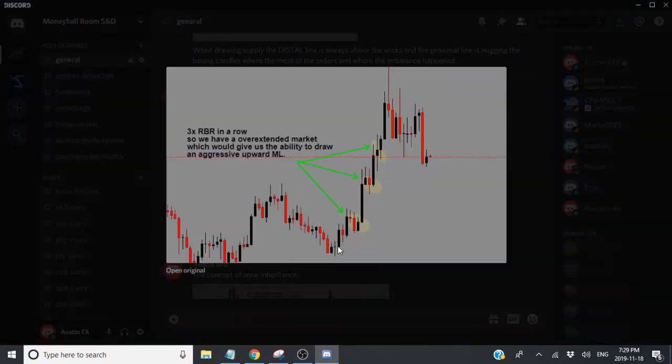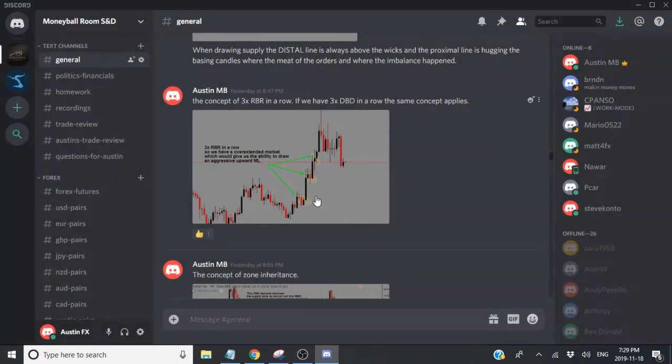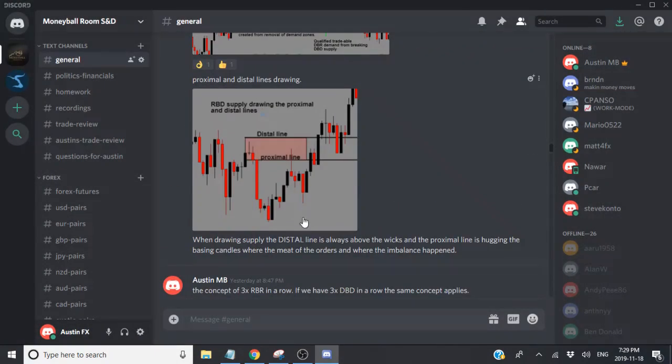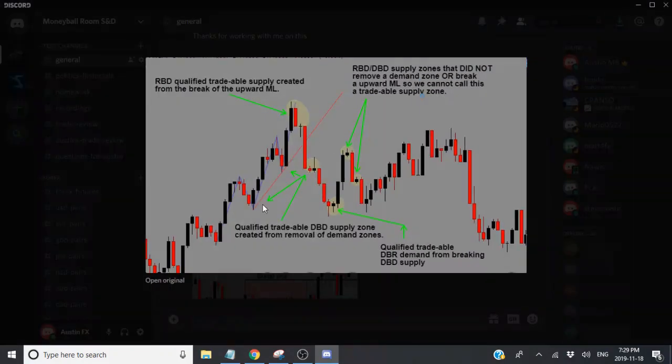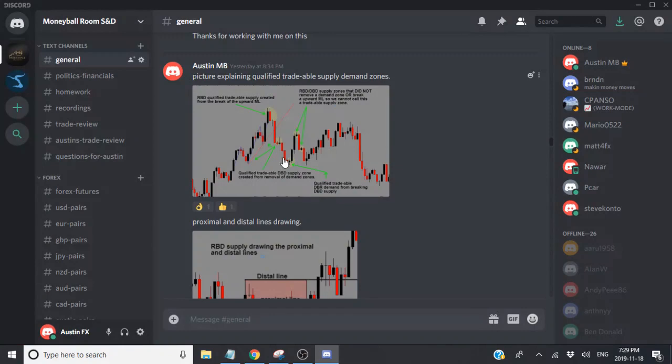Oh yeah, talking about rally-based rallies. That was good. Trend lines, how to draw support, or not support and resistance, but how to draw distal and proximal lines. And oh yeah, what makes a tradable zone and a non-tradable zone? That's a tough one, but it's an easy one. That was a tough one.